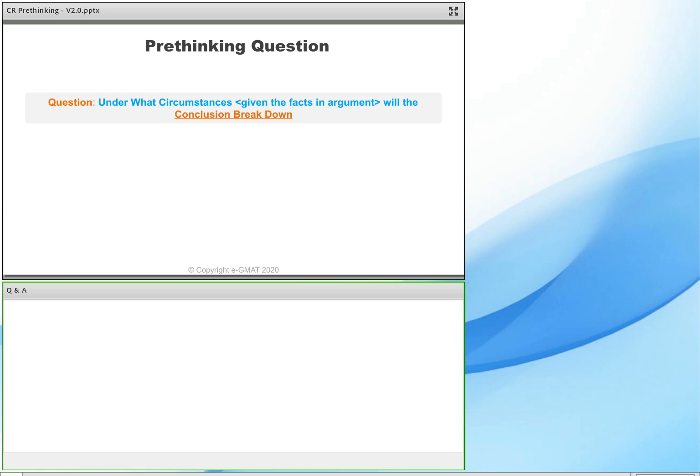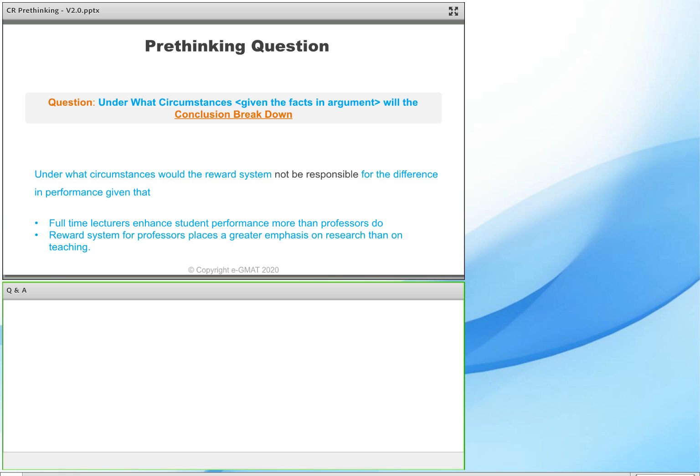Our pre-thinking question, same question: under what circumstances, given the facts and the argument, will the conclusion break down? Which means, if you translate this question, and this is a fairly simple translation now, under what circumstances, given the facts and the argument, will the conclusion break down? So what's the conclusion breakdown? You say, would the reward system not be responsible for the difference in performance?